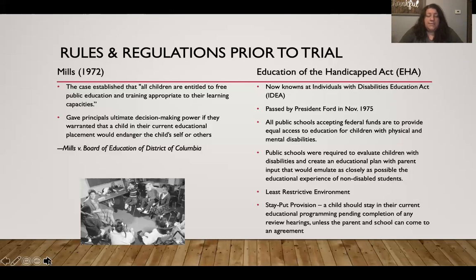And lastly, what is heavily discussed in the Honig versus Doe case is the stay put provision, which is the idea that if it is thought that an educational programming change is needed, this cannot happen unless the parent and school have come to an agreement. And if they cannot come to an agreement, then there is a stay put provision where the child must stay in their educational programming pending completion of any review hearings.